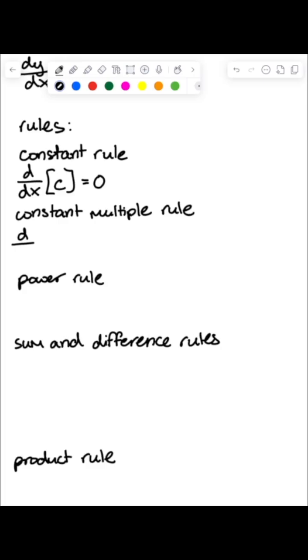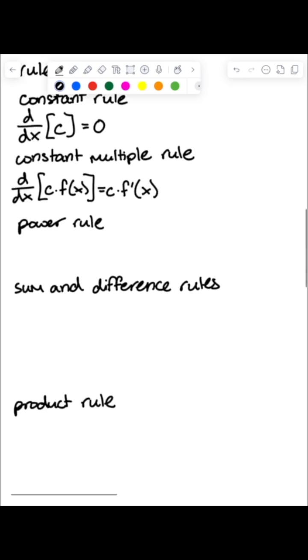Next is the constant multiple rule. If a function is multiplied by a constant, we can keep that constant and take the derivative of the function itself, where it'll look like the constant c times f prime of x.